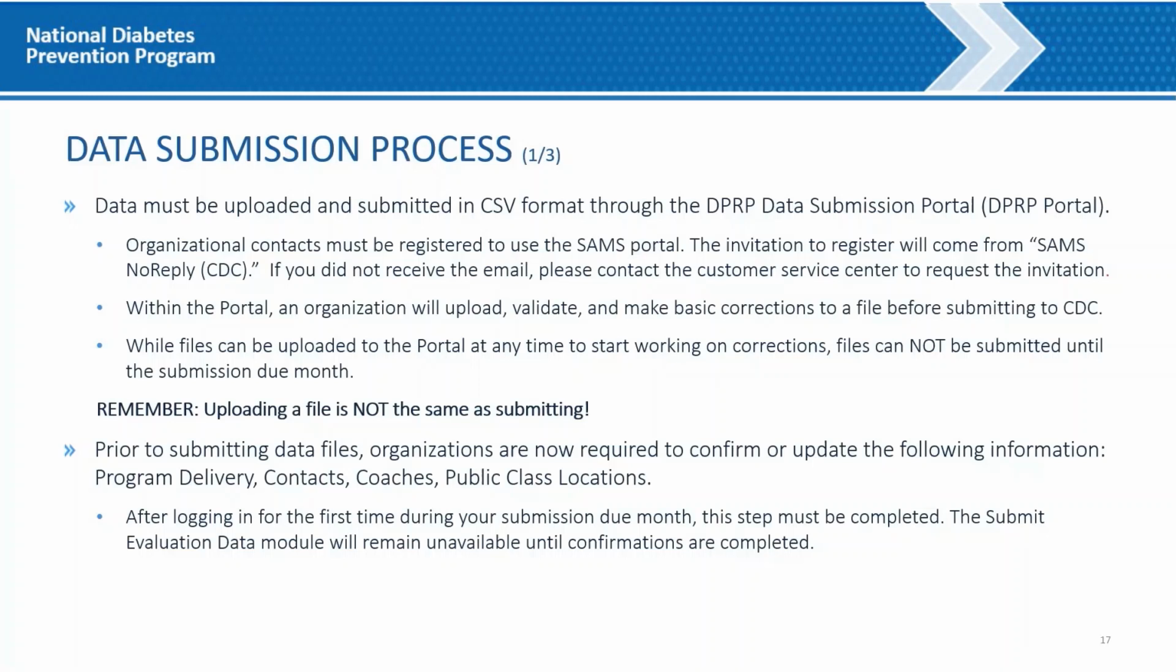In addition to submitting data, the updated DPRP Data Submission portal now also includes multiple modules in which organizations will enter, confirm, and correct other types of information. These modules are program delivery, contacts, coaches, and public class locations if applicable. Organizations can make changes to this information anytime, but will be required to confirm or update information in the modules during their submission due month. The Submit Evaluation Data module will remain unavailable until confirmations are complete to ensure organization information is up to date.